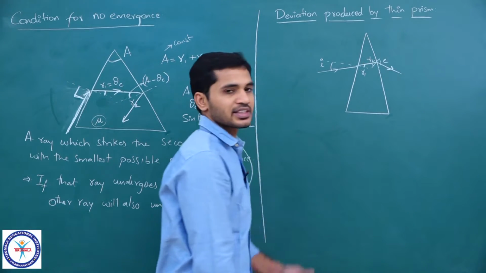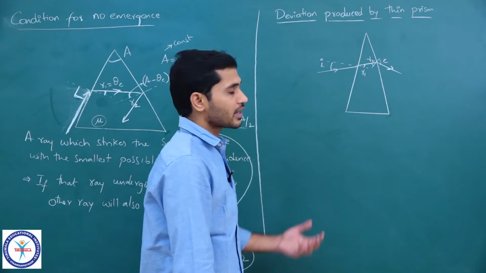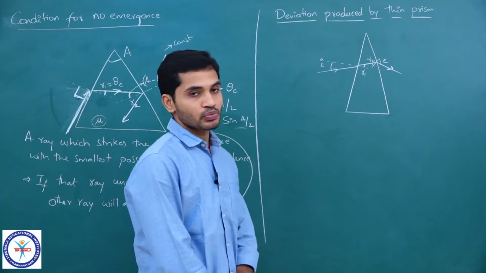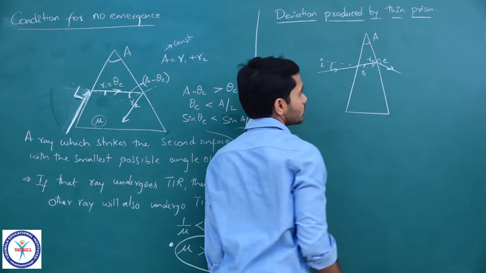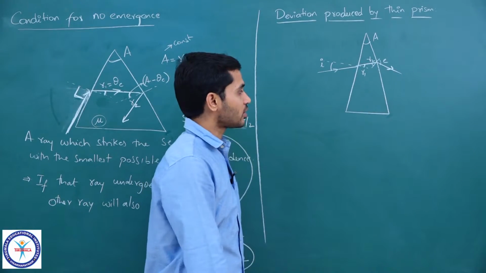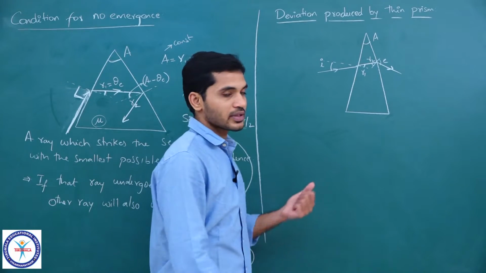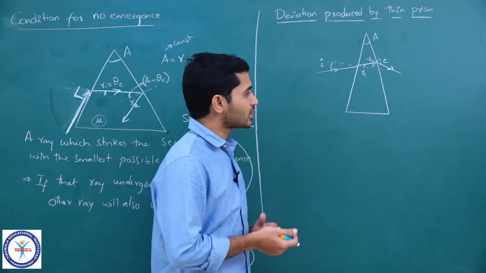So, this is what happens, same as the earlier case, but like I told you, because the prism is very small here, the angle of prism is very small. So, we can make some approximations here, and after making the approximations we will be getting the result. So, we will see what that is.